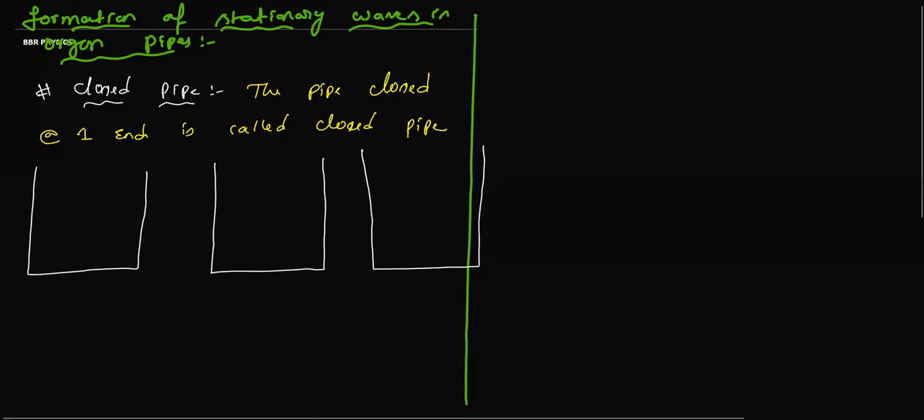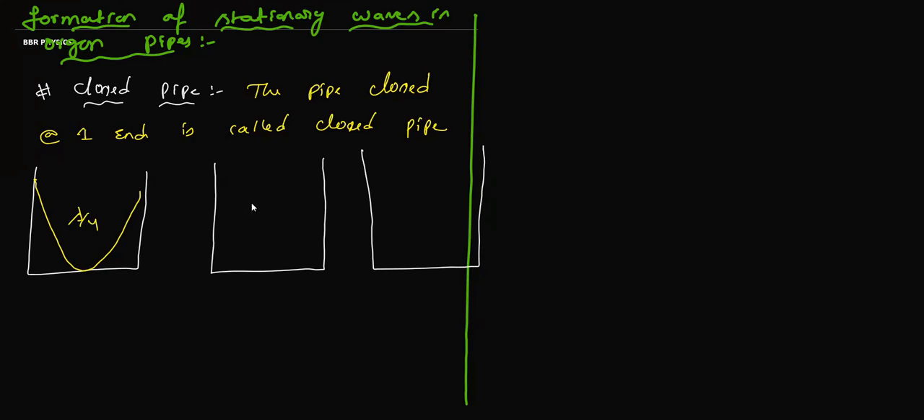So what is the first possibility? The first possibility we get like this. The wave can come like this and go like this. This portion, from one antinode to one node, is lambda by 4. Just now we discussed that. One more possibility: the wave going like this. So what will happen?